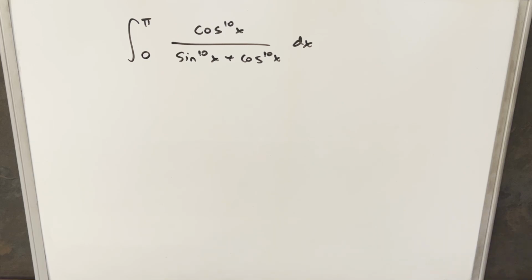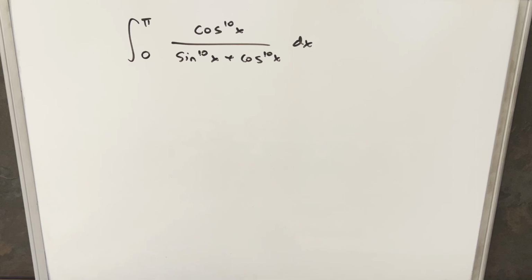Okay, we have here another interesting integral on the board. We have the integral from 0 to pi of cosine to the 10th x over sine to the 10th x plus cosine to the 10th x dx. Okay, this is actually my third time doing this problem, and it's not even a different method than the first time I did it. It's just going to be done a little quicker.